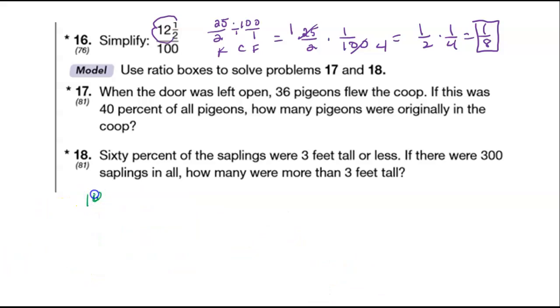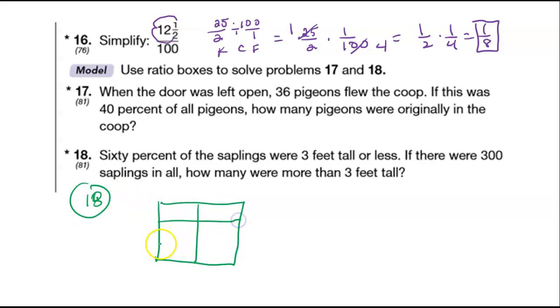Okay, 18 is another percent. So let me go ahead and draw my ratio box. Total 100%, actual. Okay, so 60% of the saplings were 3 feet tall or less. So we have less and more. Okay, so if 60% were less, we know 40% were more.